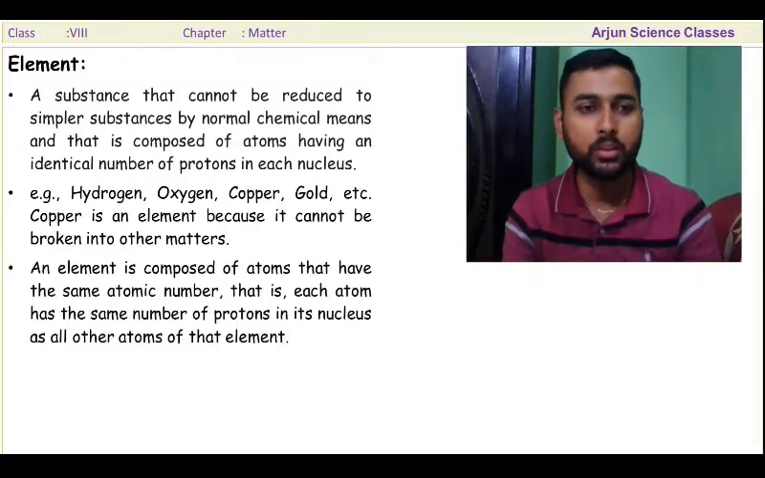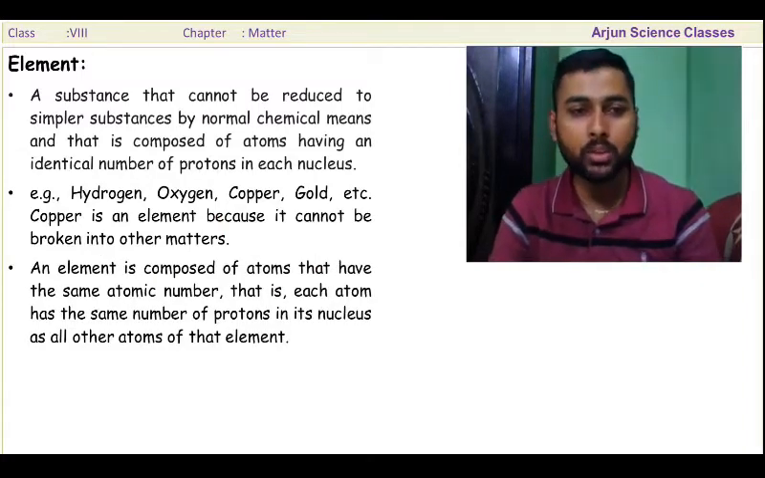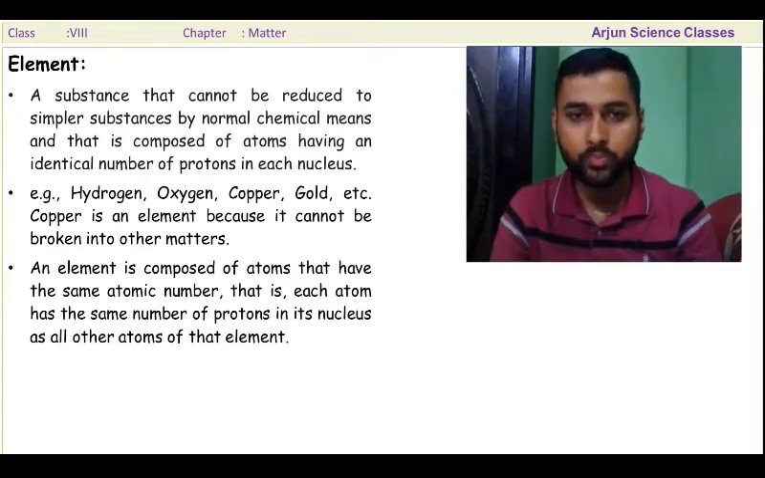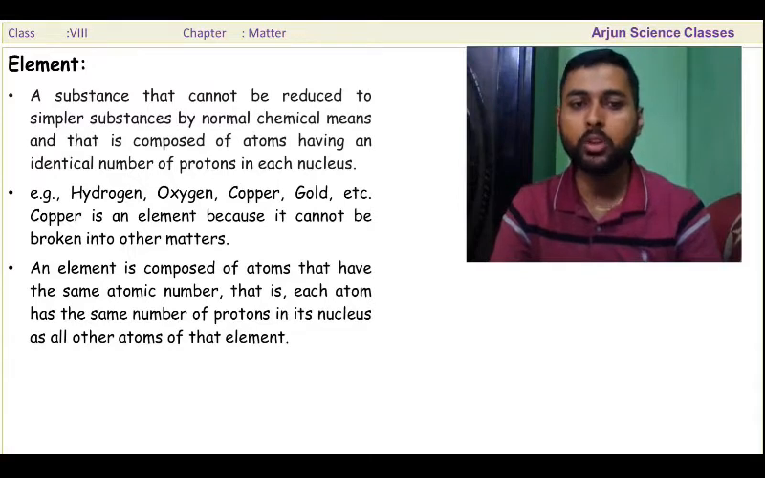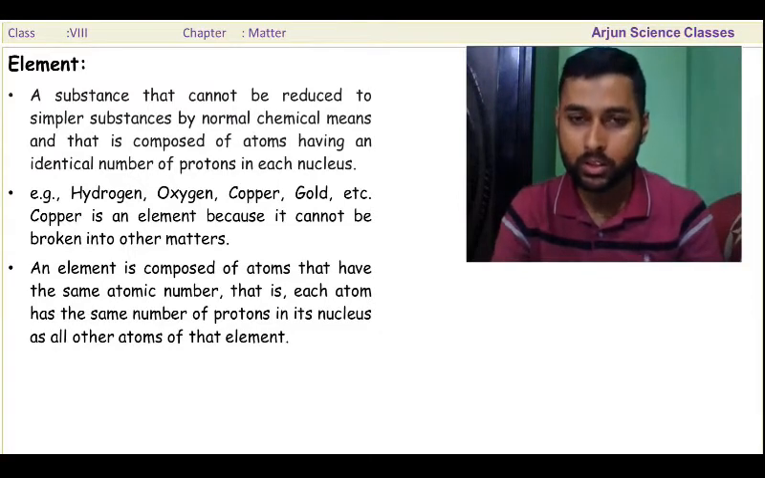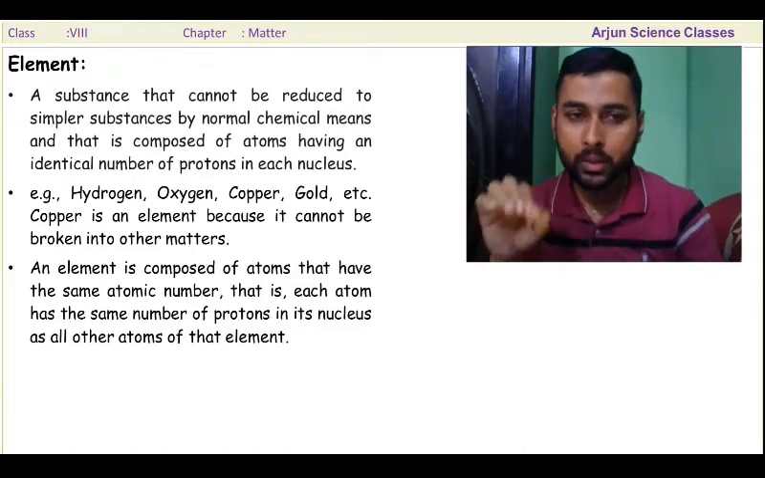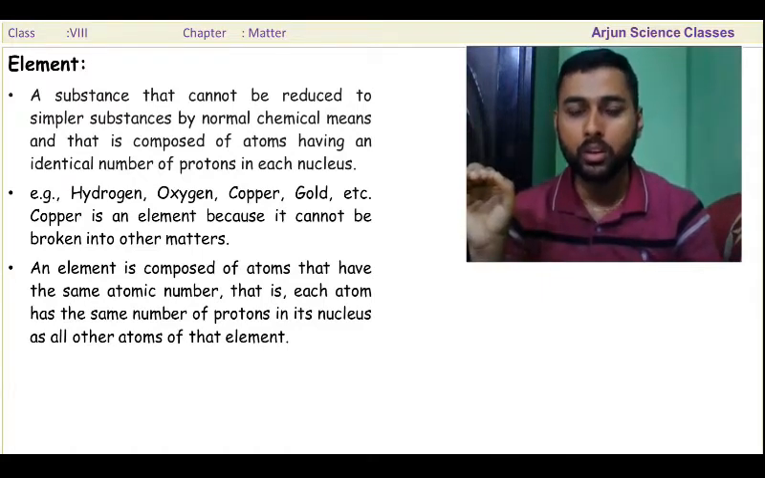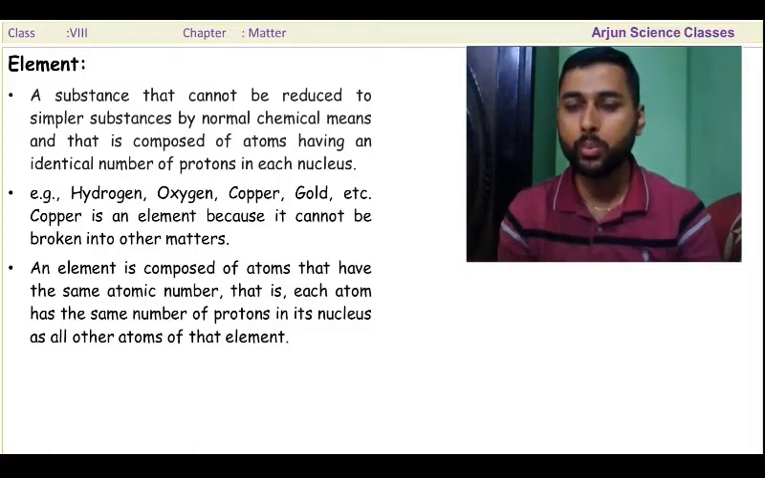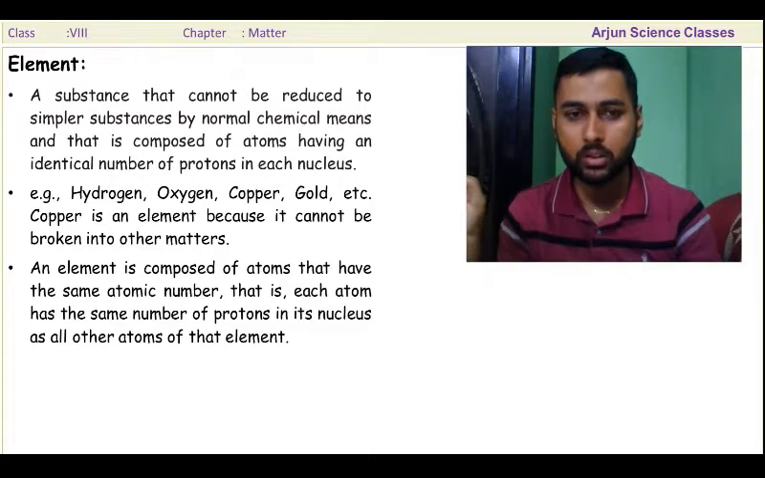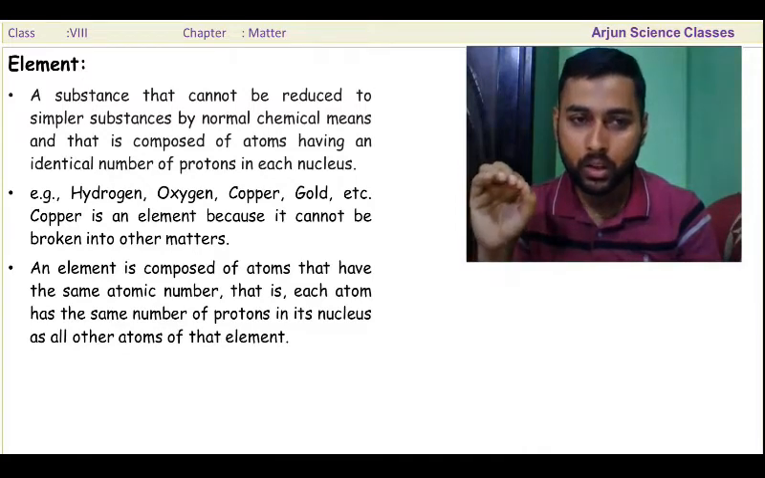Okay, that's why these are all elements. An element is composed of atoms that have the same atomic number, that is, each atom has the same number of protons in its nucleus as all other atoms of that element. Understand? An element is composed of atoms. For example, a gold element is composed of a large number of atoms that have the same atomic number.